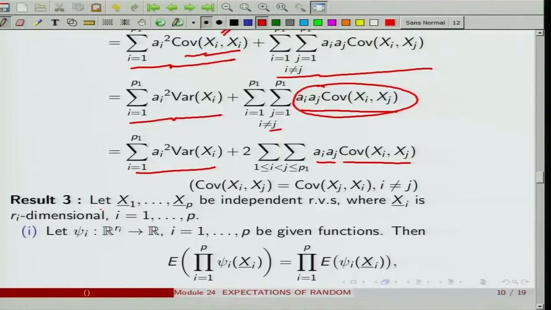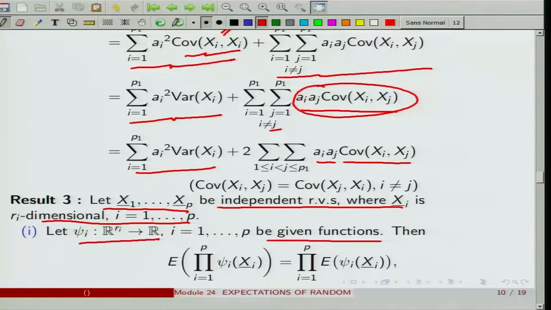So, let x1, x2, ..., xp be independent random variables, where xi is ri dimensional. Let psi_i be a function from R^ri to R, and these are p functions. Then the expected value of the product of psi_i(xi) is the same as the product of the expected values of psi_i(xi). So, it says if x1, x2, ..., xp are independent, then the expected value of the product of functions of these random variables is the same as the product of the expectations of functions of these random variables.